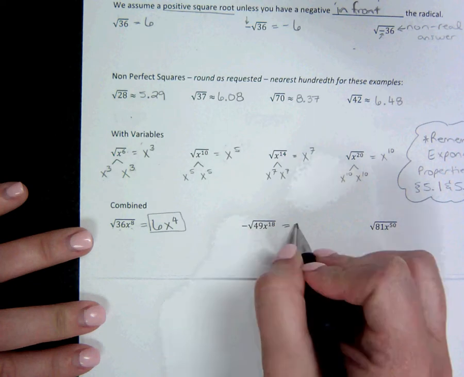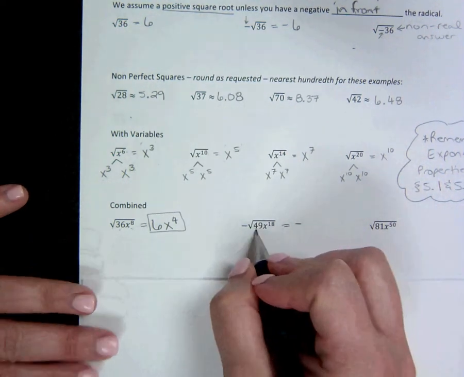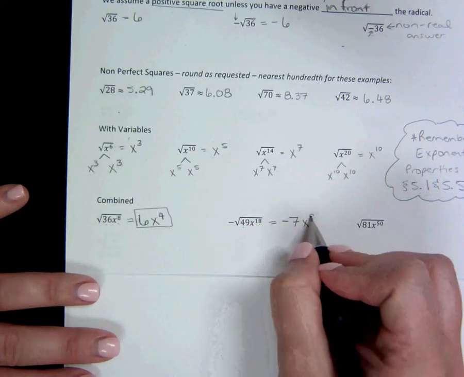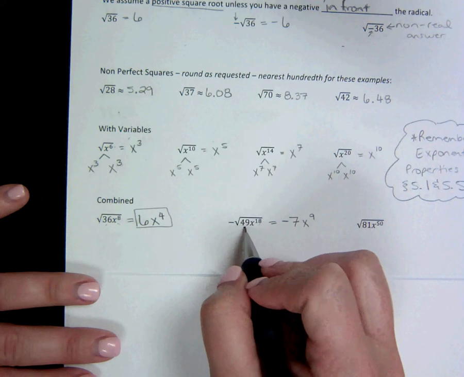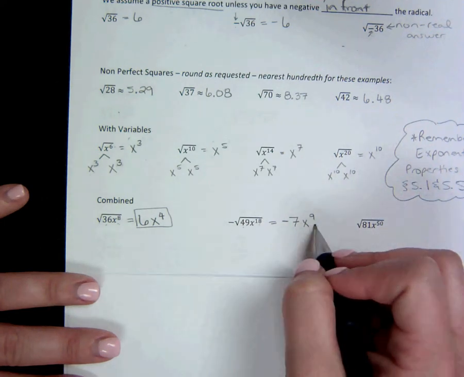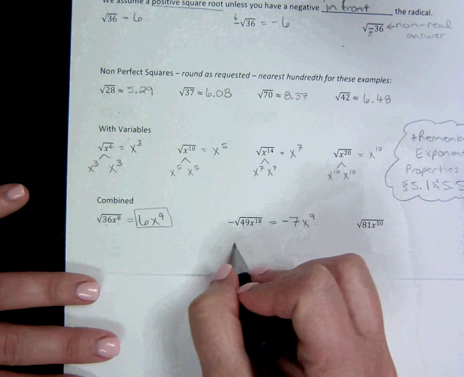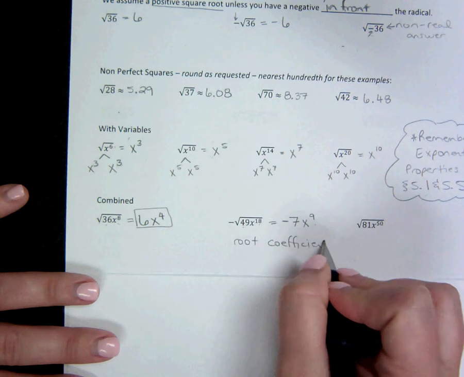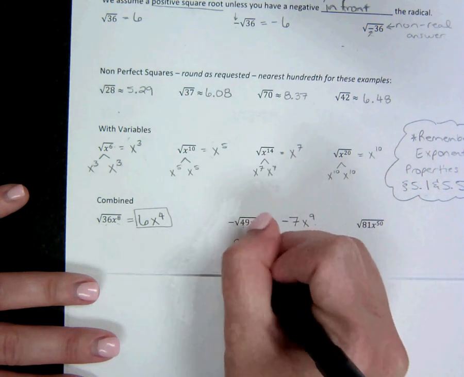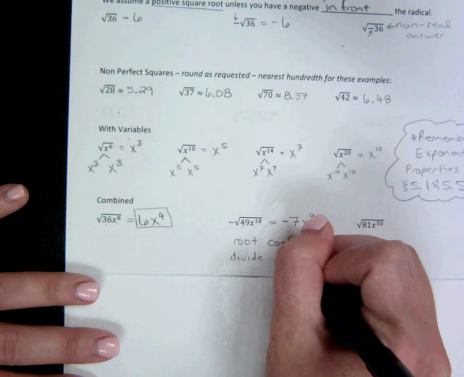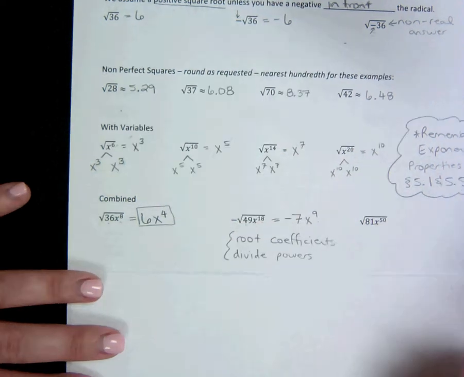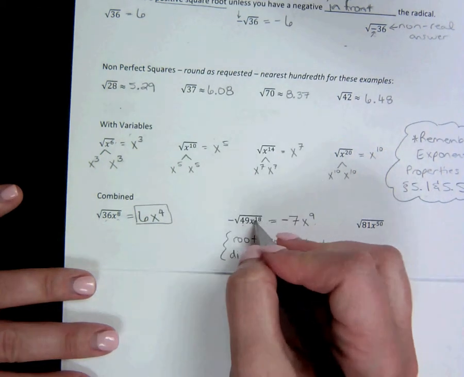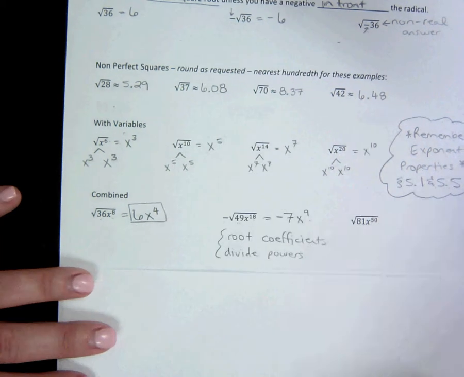So here we have a negative out front, so my answer is going to be negative. The square root of 49 is 7, and the square root of x to the 18th is x to the 9th. So we're rooting the coefficients and we're dividing the powers. So if you want to write that down, you root coefficients, big numbers, and we divide powers. So your brain has to keep those as two separate operations. You take roots of the coefficients and you divide the powers, and it's two separate things.